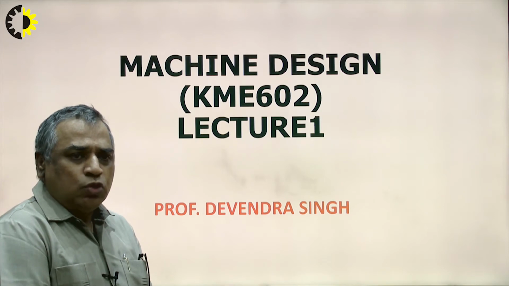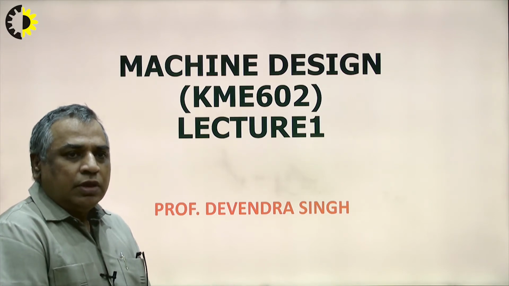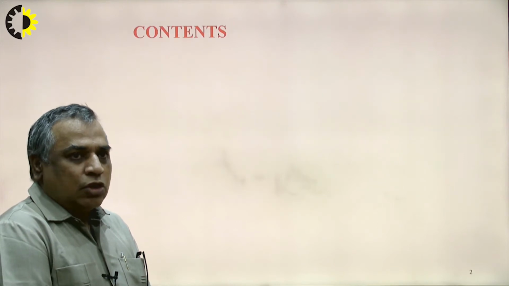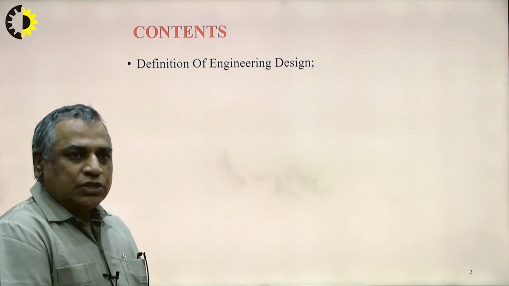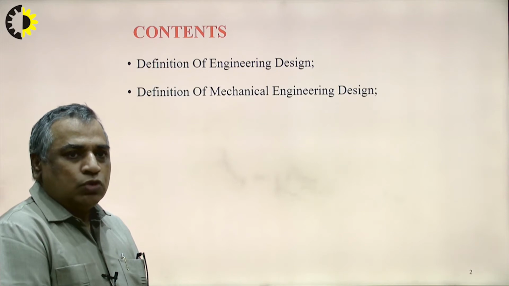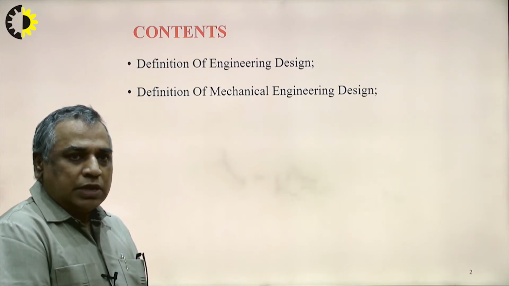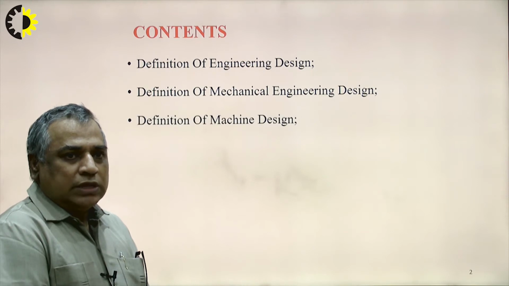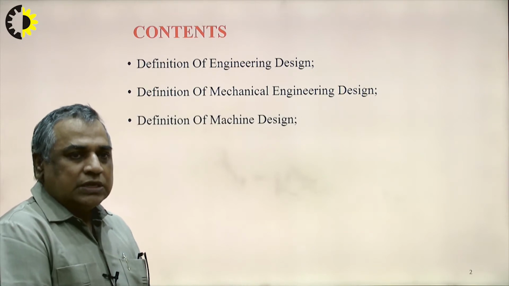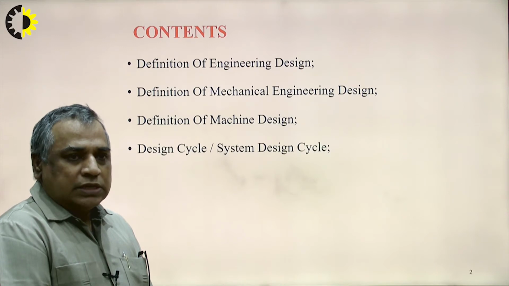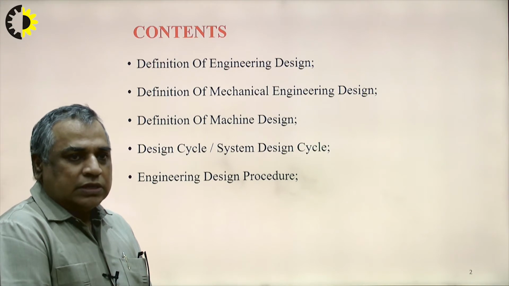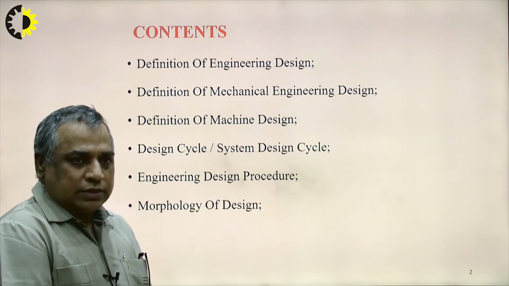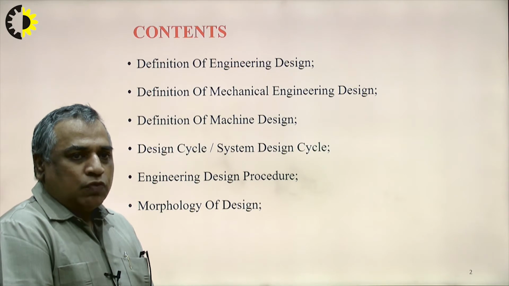Before going into the definition of machine design, we should discuss the contents for today's lecture. The contents include the definition of engineering design. Then we go to mechanical engineering design, what you understand by mechanical engineering design. Then we will define machine design. Then we will discuss the design cycle or the system design cycle. Then we will discuss the engineering design procedure, and finally, the morphology of the design.